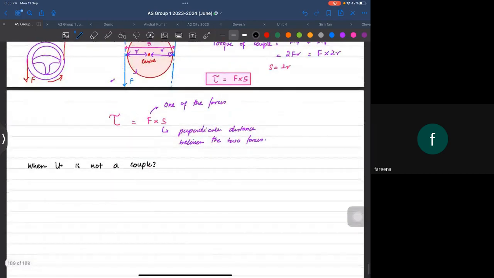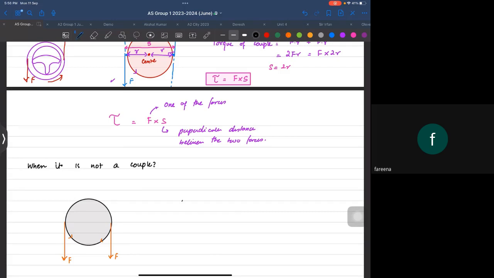So suppose you have a body, two equal forces, one F, the other one like that is also F, but now they are parallel, acting on the same body, but they're not opposite. So one will try to turn this way, the other will try to turn it this way. It is not going to turn at all.